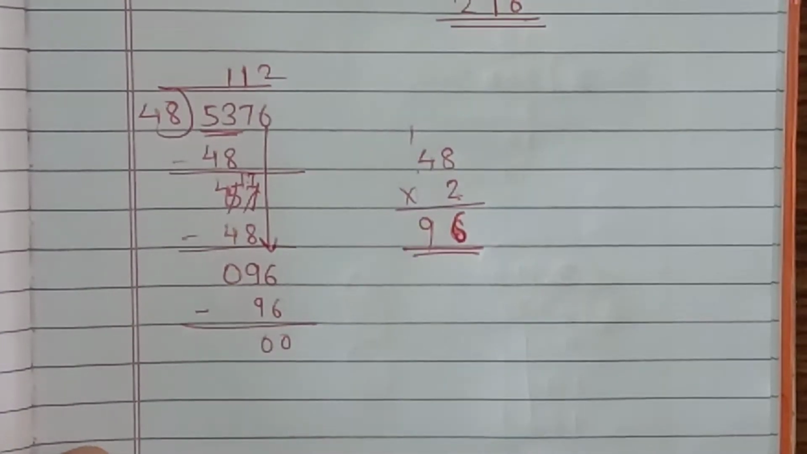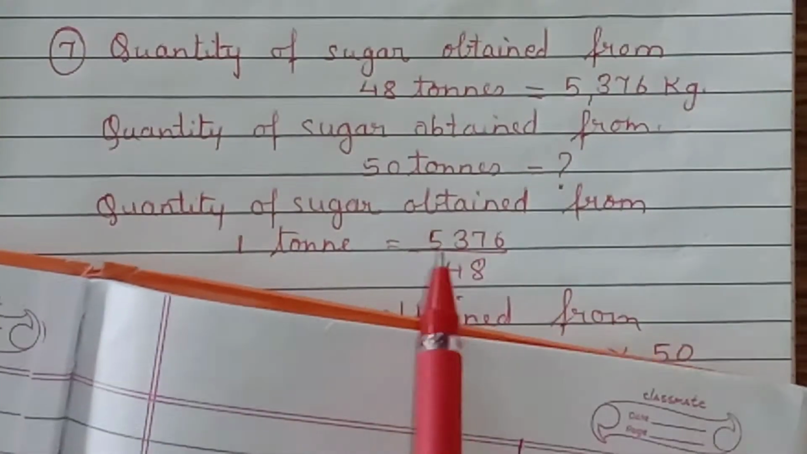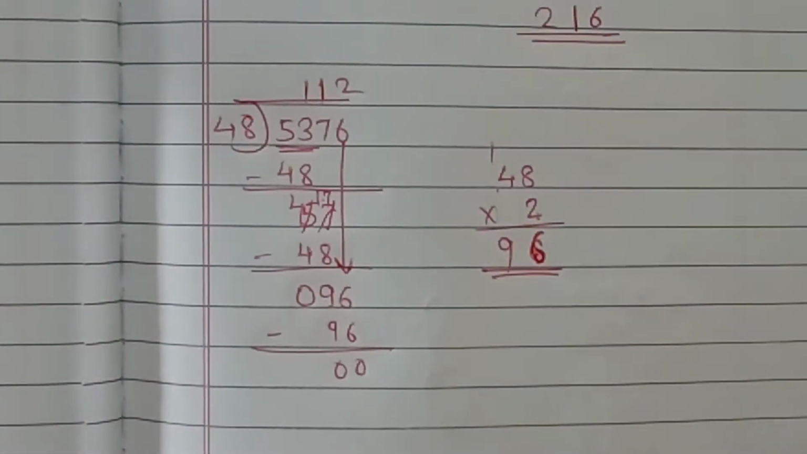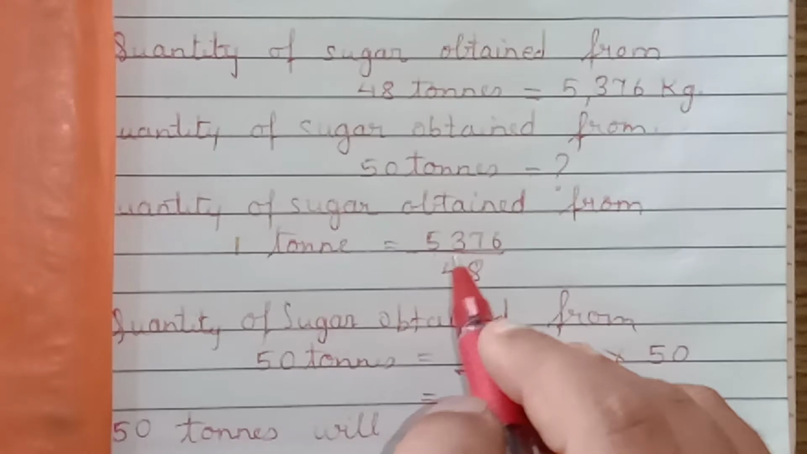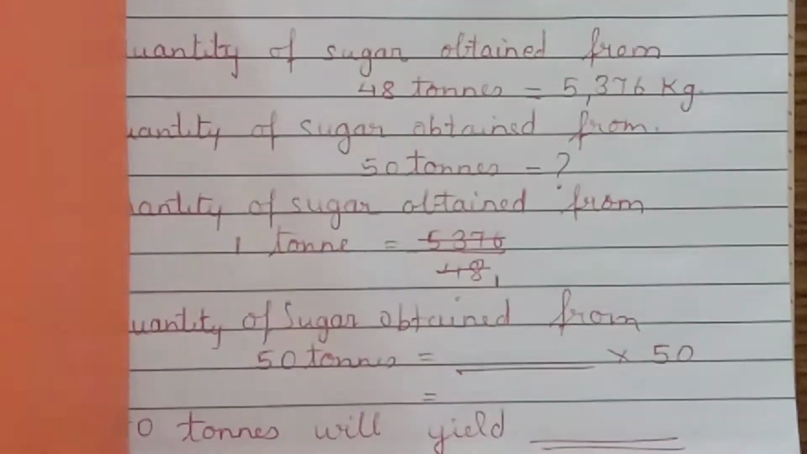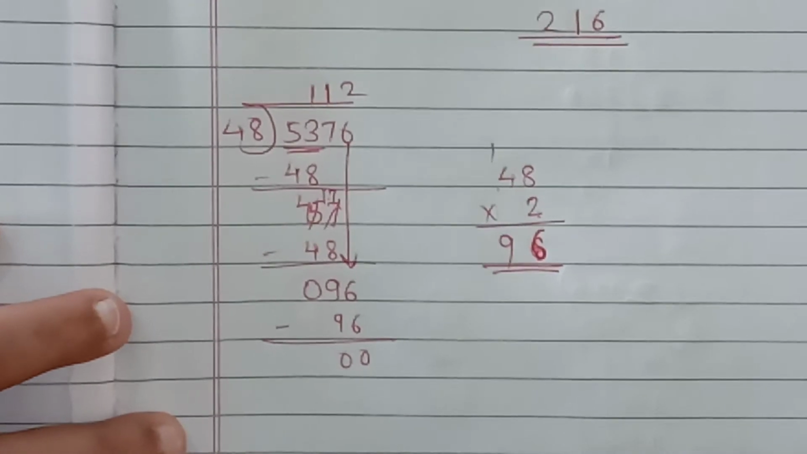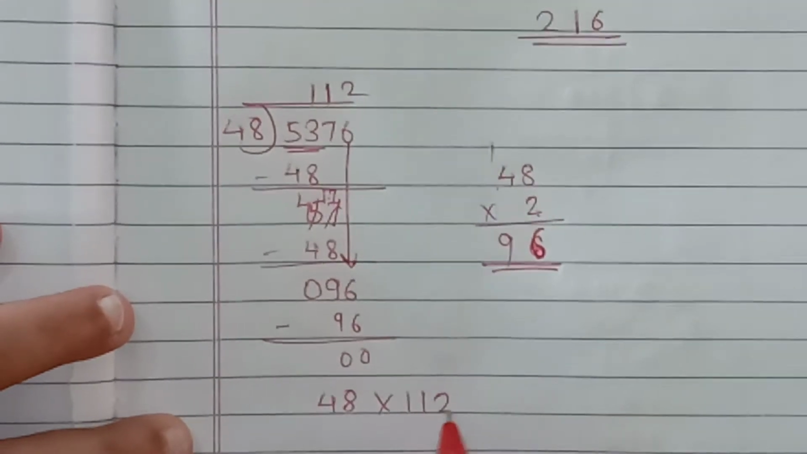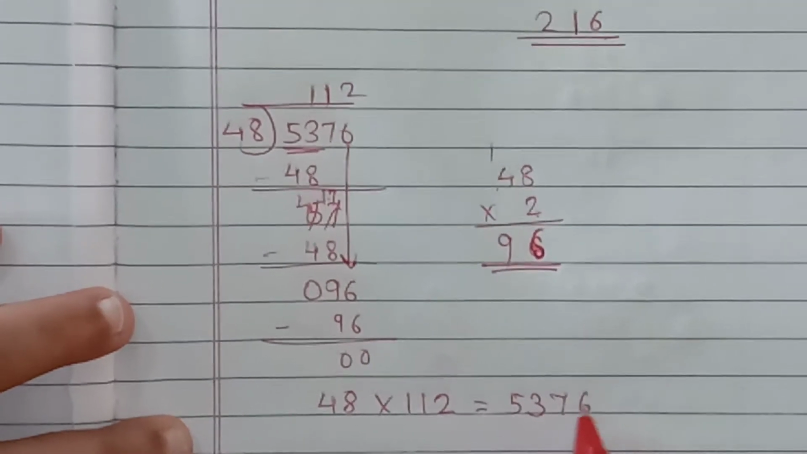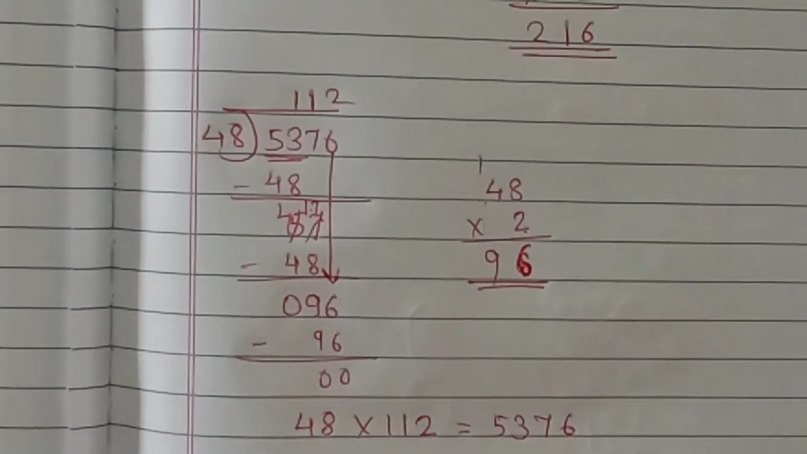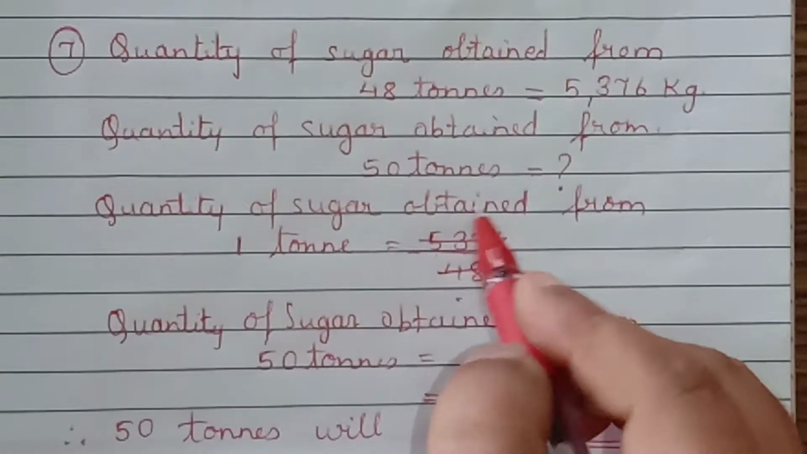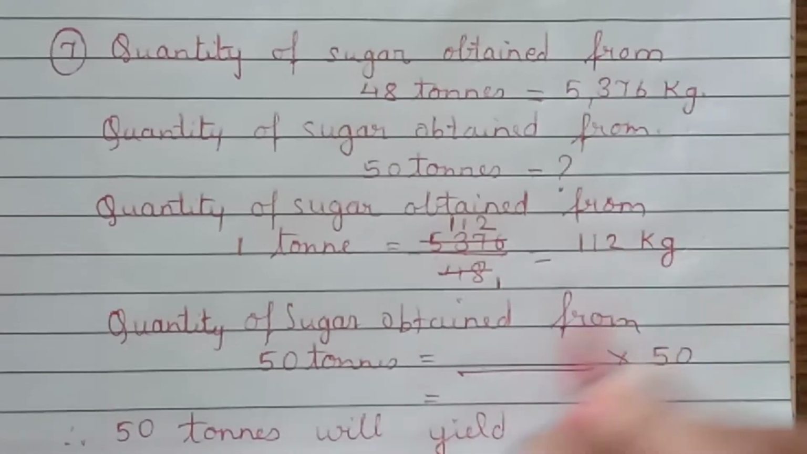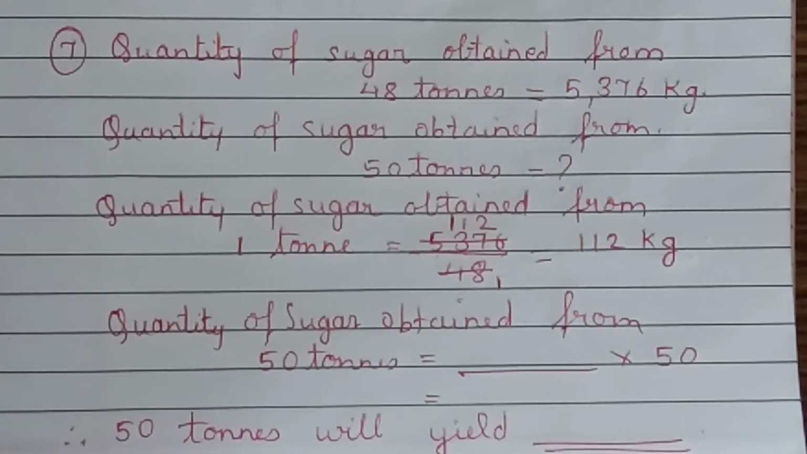So both the numbers, 5376 and 48, are they coming in the 48 table? So what we are going to write here: 48 ones are 48, and 48 times how much is 5376? Yes, see, 48 multiplied by 112 will give us 5376. So this will be our answer there: 112. So we will obtain 112 kg of sugar from 1 ton.